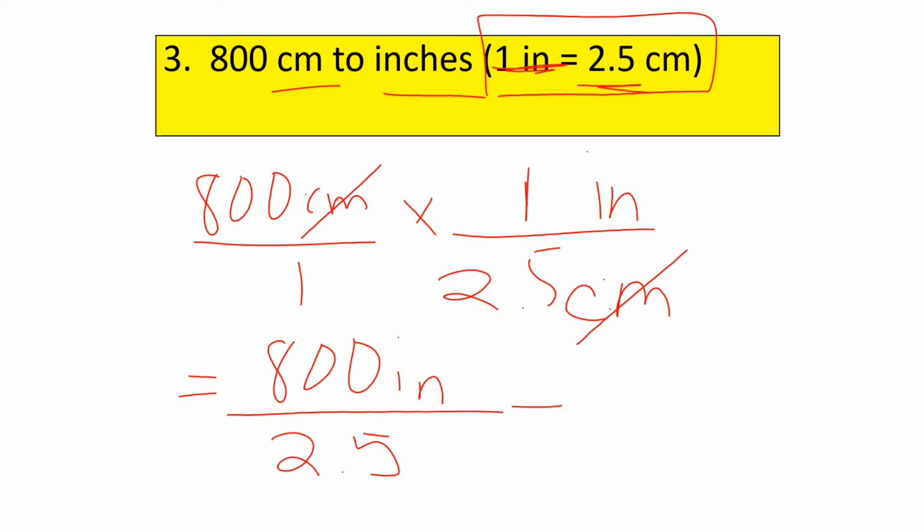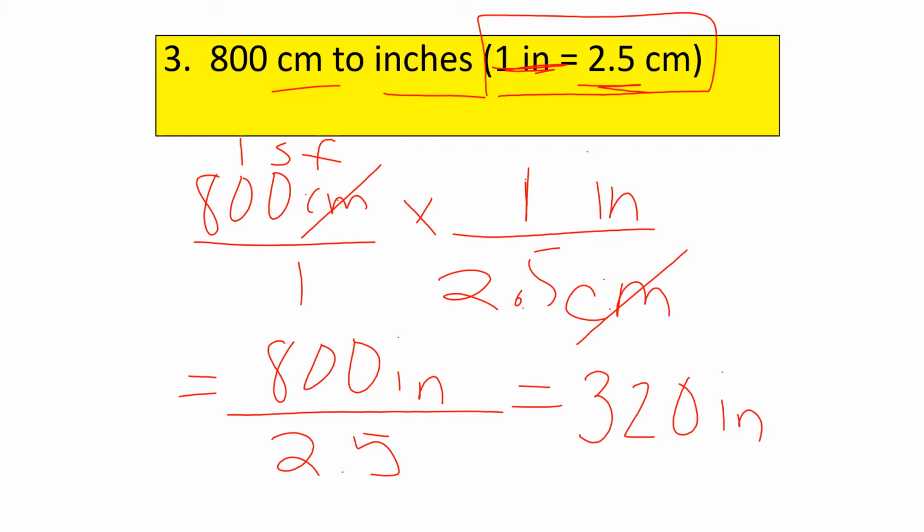Now, because you want to put this into a decimal, you will divide 800 by 2.5, and you will get 320 inches. As far as sig figs go, there is 1 sig fig in this number. Now this 1 inch to 2.5, that is a measurement. There are not exactly 2.5 centimeters in an inch. That is a rounded estimation conversion factor. Usually English to metric conversion factors will count towards your sig figs, not metric to metric.